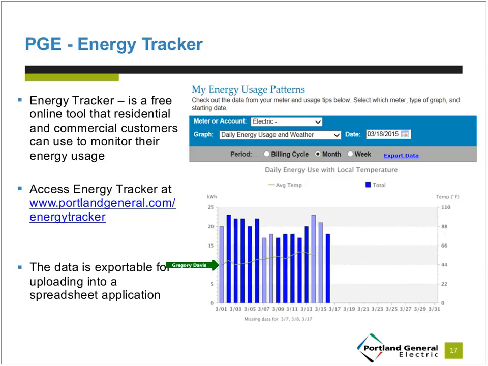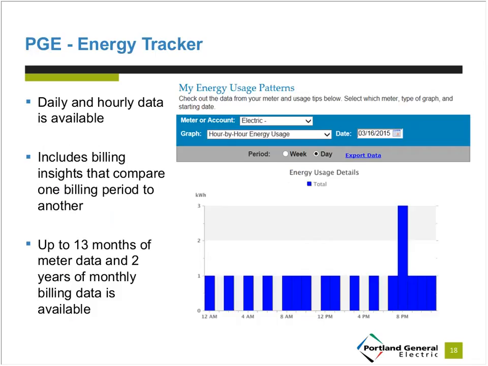Another example of a chart in Energy Tracker is looking at the daily information. So you can see what your usage is hour by hour. One very nice thing about the information on Energy Tracker is that it is exportable. It's downloadable. All you have to do is choose a view that you want, hit the export data link right here, and it will download into a CSV file that you can put into an Excel spreadsheet or whatever you desire.